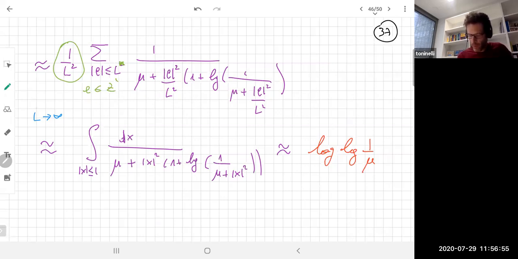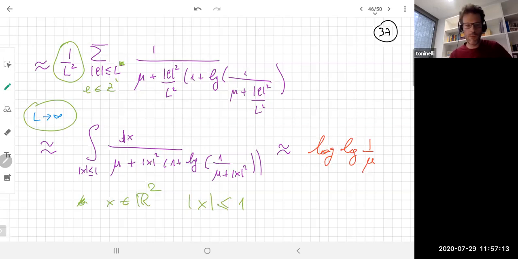And now, no surprise, when we take the cutoff to infinity, this sum becomes an integral. You're just left with this two-dimensional integral. So x is still in R2, but the norm of x is restricted to be at most 1. And you have this two-dimensional integral. And now you're done.